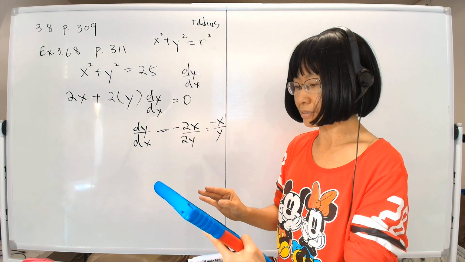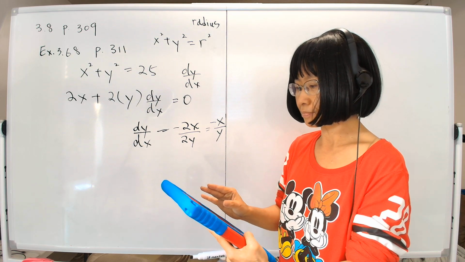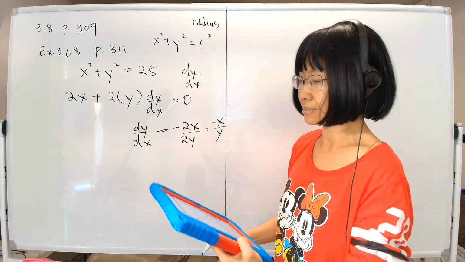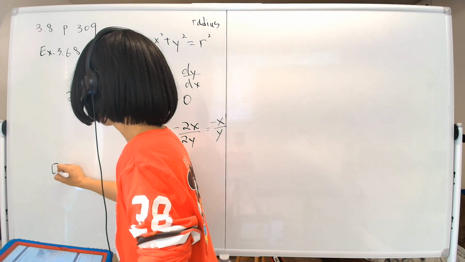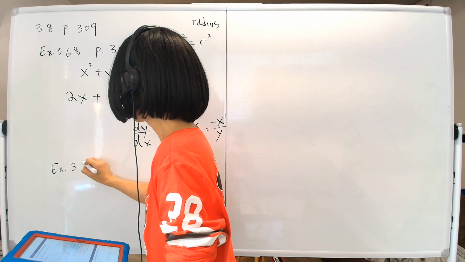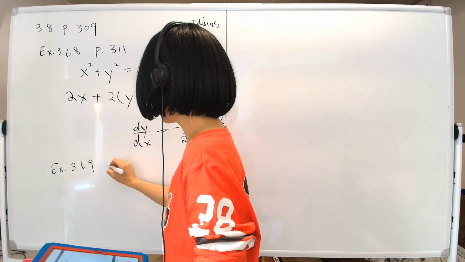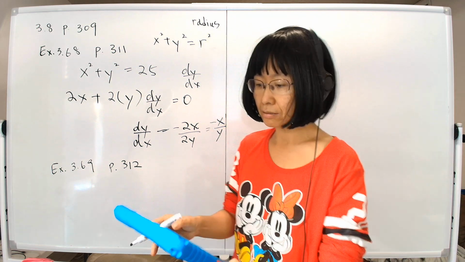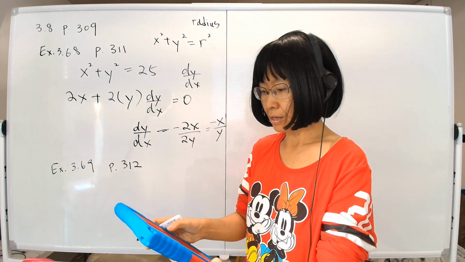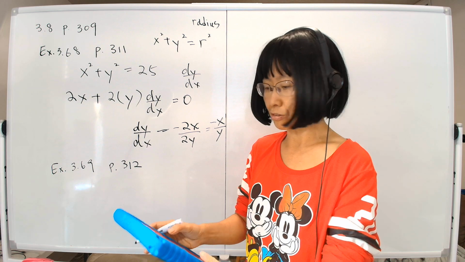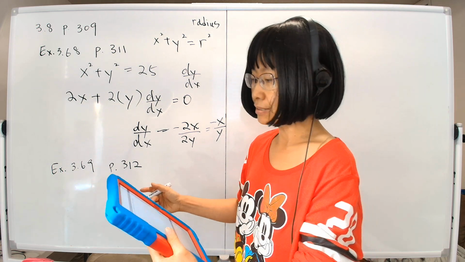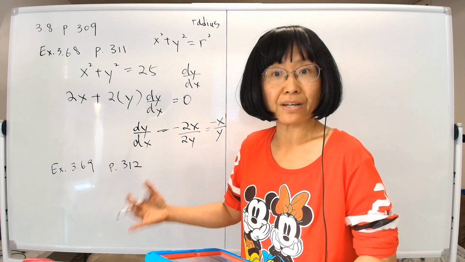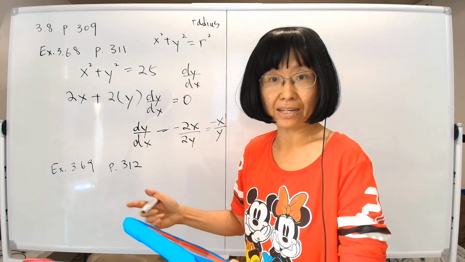Now to see more of what this means, let's look at something else. The next example, Example 3.69, which is on the following page, page 312. This is a very similar problem, although we might have to do a bit more algebra, it looks. Doesn't matter. Let's look at some random equation with y buried inside. So you can't just call it f of x equal to something, because the y is stuck in there and you can't get it out.